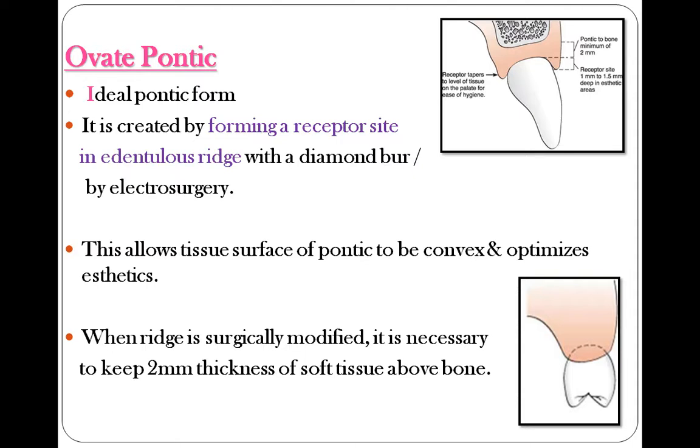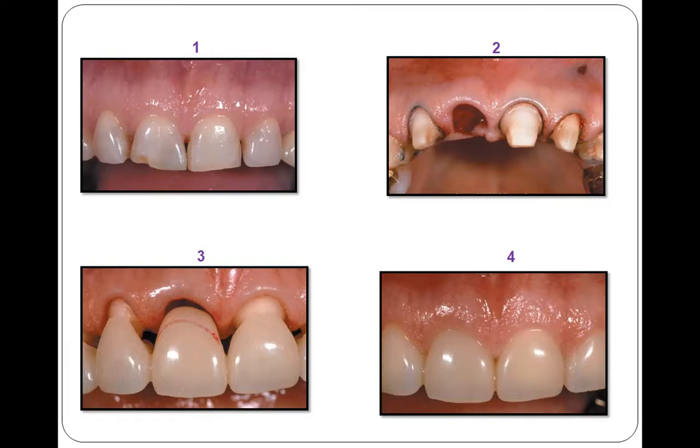The ovate Pontic is the ideal Pontic form. It is created by forming a receptor site in the edentulous ridge by a burr or electrosurgery or a scalpel. Now this surgically created receptor site is shaped in such a way that facially it appears like a natural gingival margin, whereas it tapers towards the palatal tissue. Now this shape allows access for maintaining the oral hygiene from the palatal side. Now the Pontic also provides, along with the maintenance of the oral hygiene, the maintenance of the interdental papilla on the adjacent tooth. Now this can be explained by this picture.